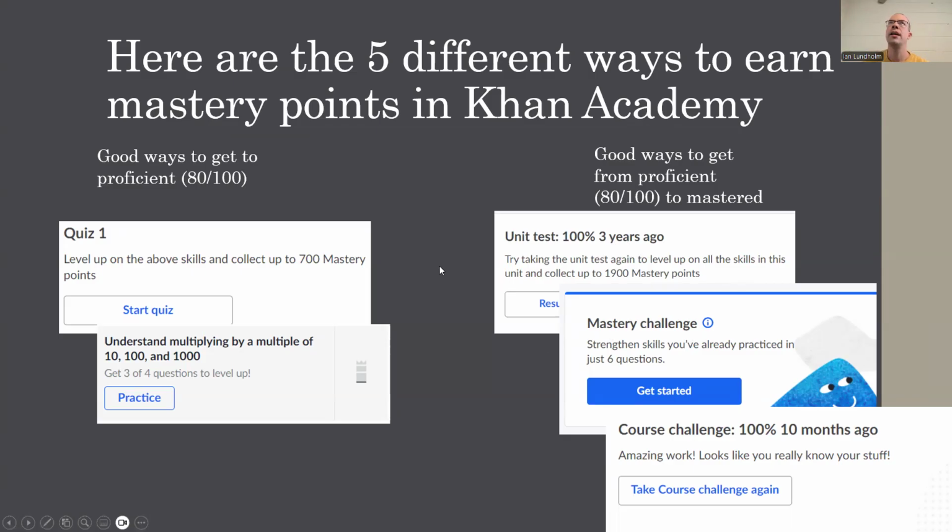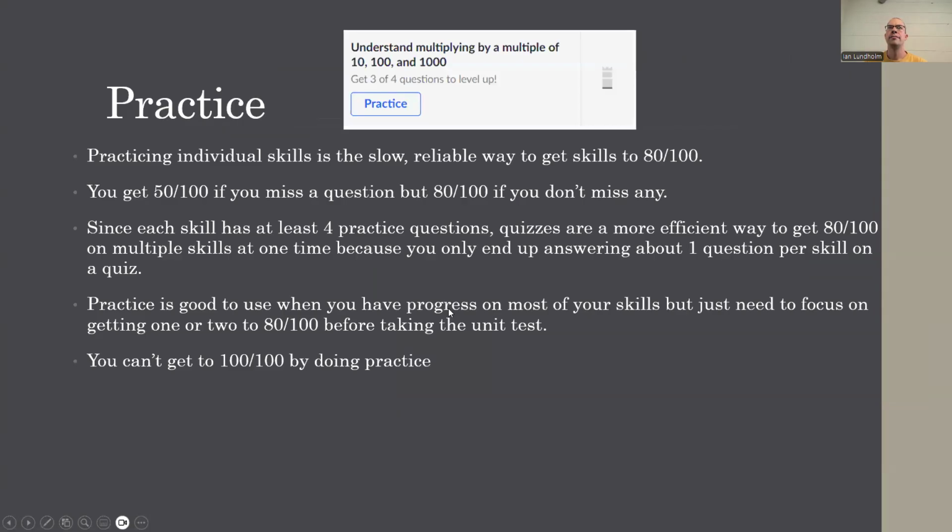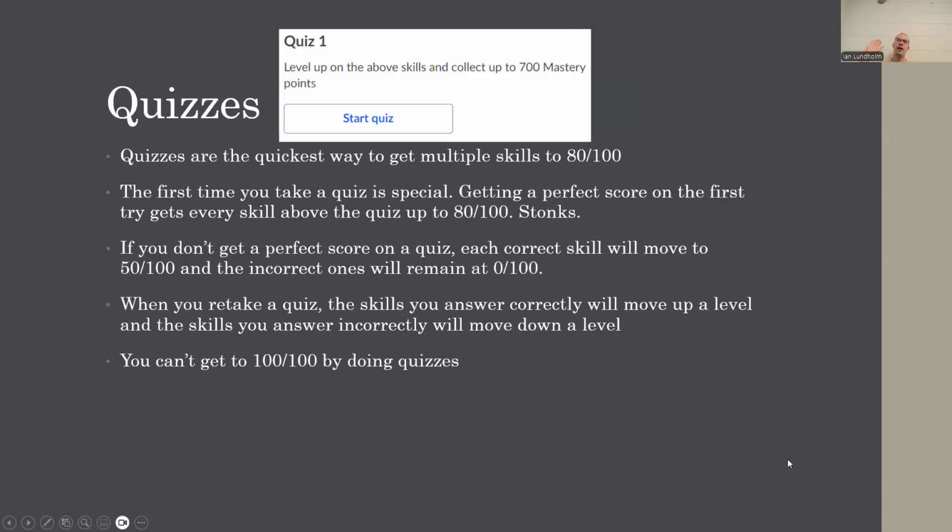Everything's connected. With practice, you get 50 out of 100 if you miss a question, but you get 80 out of 100 if you don't miss any of the 4 questions that they ask you. And like I said, quizzes are a more efficient way to get to 80 out of 100 on multiple skills at one time. But practice is good when you have progress on most of your skills, but you just need to focus on getting 1 or 2 to that 80 out of 100 proficient rating before you take a unit test. Quizzes are the quickest way to get multiple skills up to proficient level.